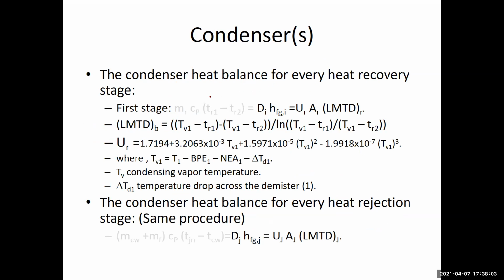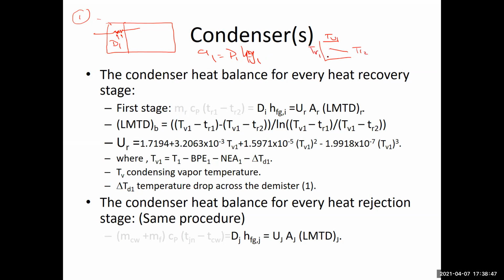For every stage, we consider the surface area for every stage is the same. So what we do, we take one stage from the heat recovery section, let it be the first stage, and we do similar analysis to it. So this is, say if this is stage number 1. So basically D1 is going up, it will condense here, so the Q1 is D1 into HFG1. HFG1 is evaluated at temperature TV1. So here we have TV1 is going to heat the fluid from TR2 to TR1.